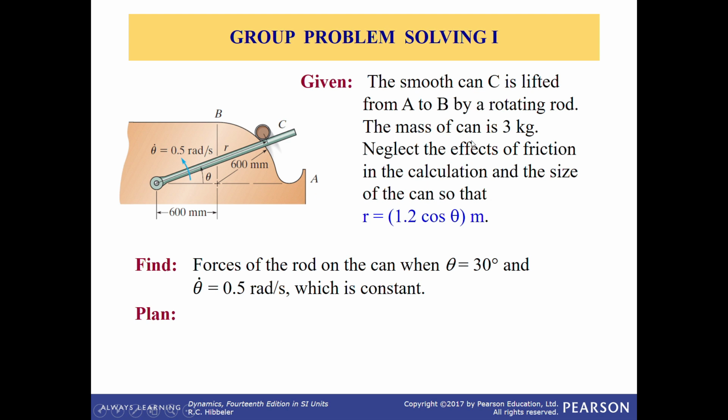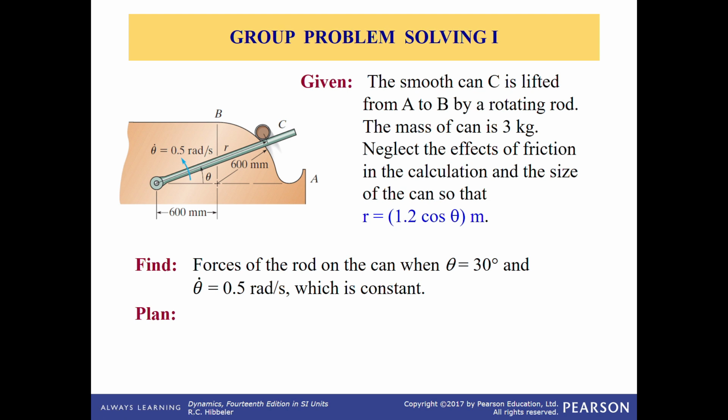Okay, the mass of the can is 3 kilogram. So remember, when we have 3 kilogram of mass, we need to calculate any other forces that are acting on the body. So please, here they mention the condition: neglect the effects of friction in the calculation and the size of the can, so that r equal to 1.2 cos theta. So it means that r, the radius here, will change according to this equation.